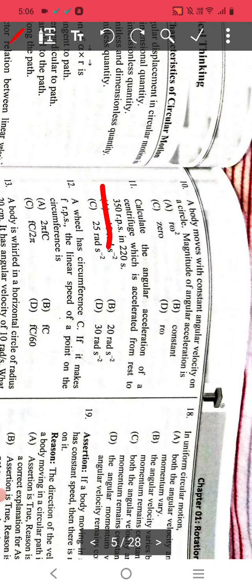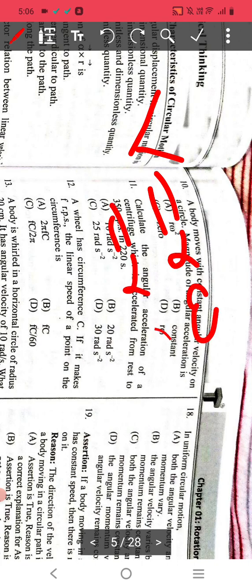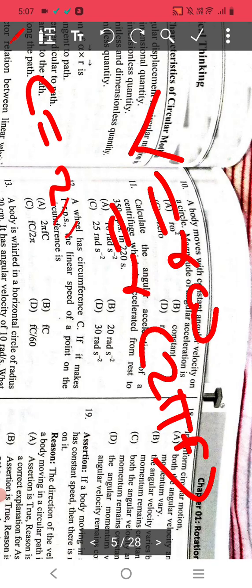Next, a wheel has circumference c. If it makes f rotation per second, the linear speed of a point on the circumference is v equal to r omega, equal to r into 2 pi f. We know that circumference c is equal to 2 pi r. So r is c upon 2 pi. So c upon 2 pi into 2 pi f. So 2 pi cancels, so c into f. So option B is the correct answer.